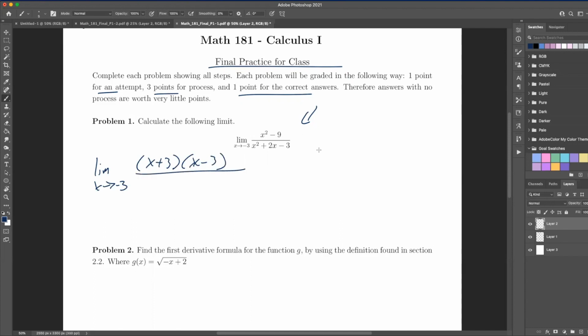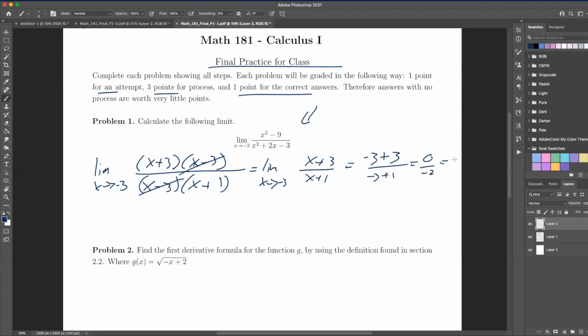So this factors into this, and this down here factors into x minus 3, x plus 1. Let me double check that real quick. Yeah. And so here, notice I can cancel these two out. And then here I have the limit of x minus 3 times x plus 3 over x plus 1. Now I can just plug it straight in. So this is the same thing as -3 plus 3 over -3 plus 1. And this is equal to 0 over -2, which is equal to 0.